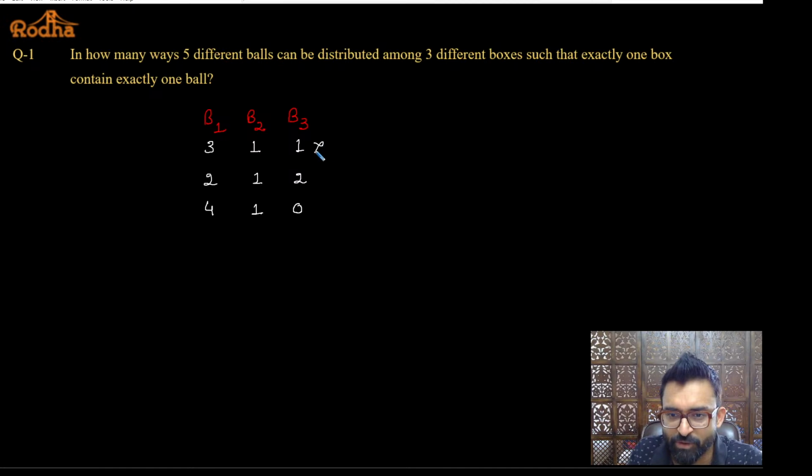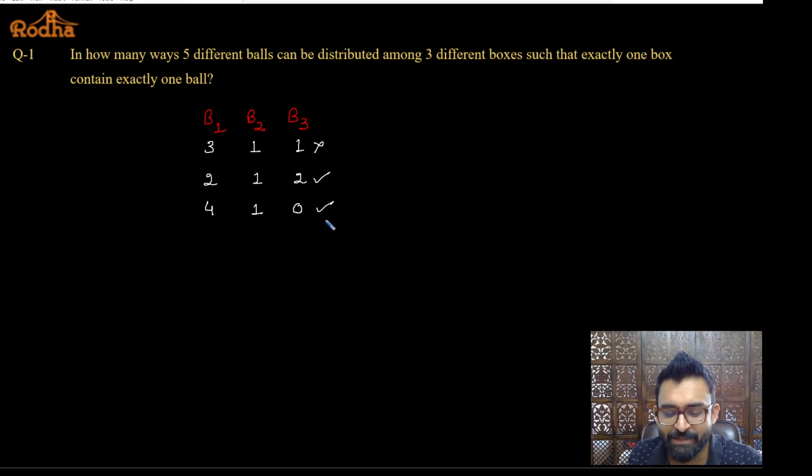This is not possible. The question is saying exactly one box contains exactly one ball. So this is not possible. There are 2 boxes which are having one ball. Fine. There are how many boxes? 1 box which is having one ball. That is perfectly alright. This will do, and this will do also. Yes or no?